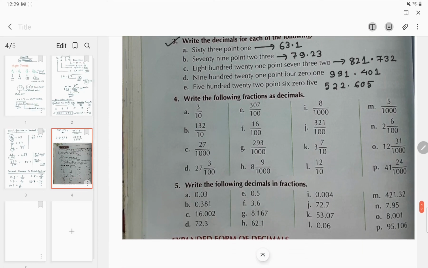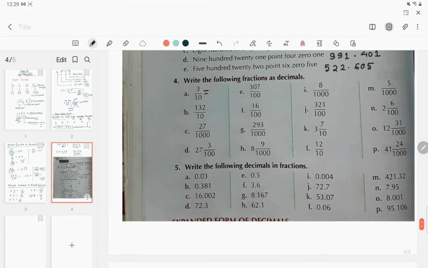Okay, now question number 4. It is 3 by 10, so it would be 0.3. It is 132 by 10, that is 13.2, because 1 is followed by only 1 zero. 27 by 1000, so it would be 0.027, because only a 2-digit number is given, but here 1000 has 3 zeros, so the point will be put after 3 digits starting from the right side.